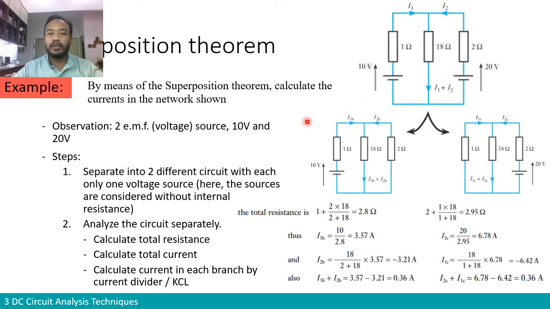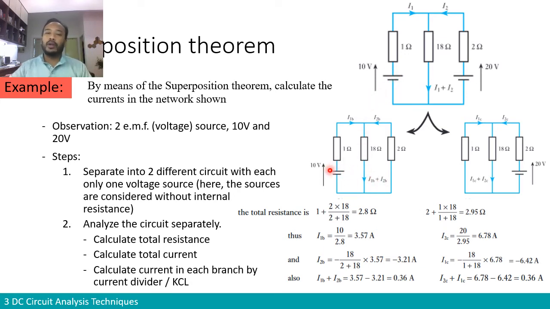From the observation we know there are two EMFs, or two voltage sources. So we need to separate the analysis into two parts. One part where we have only the 10 volts, the other part where we have only the 20 volts. As we mentioned just now, we separate into two different circuits, each with only one voltage source. Here the sources are considered without internal resistance, so it's 10 volts. If there was an internal resistance mentioned in the question, then we would have to add the internal resistance.